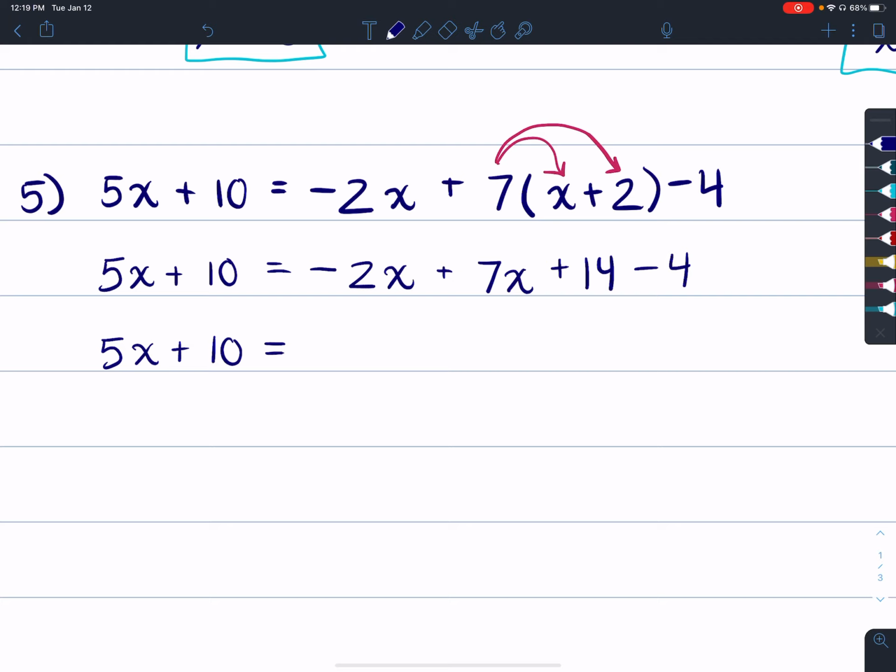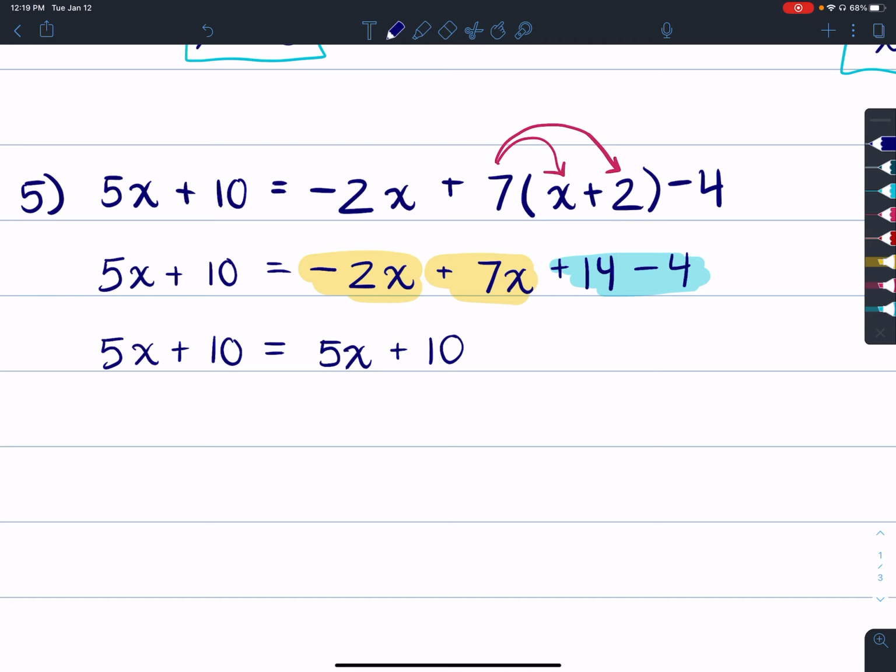So this side, nothing's going to change. And over here, we're going to group those x's and we're going to group those numbers together. So minus 2x plus 7x gives us 5x. And plus 14 minus 4 is going to give us plus 10. Ooh, now this looks interesting.